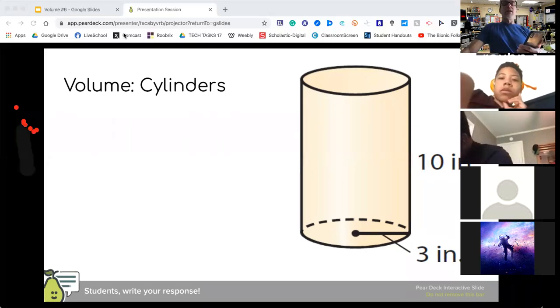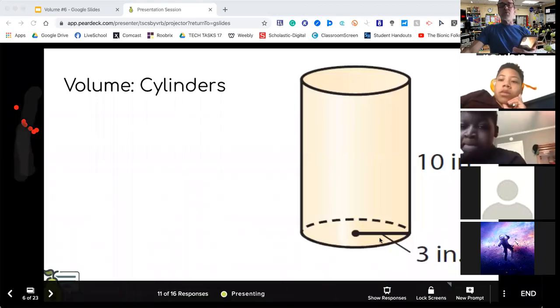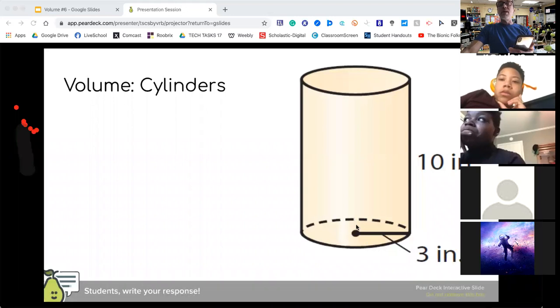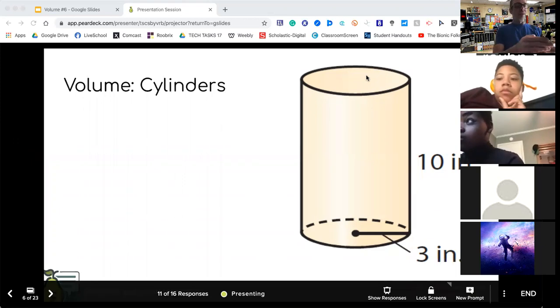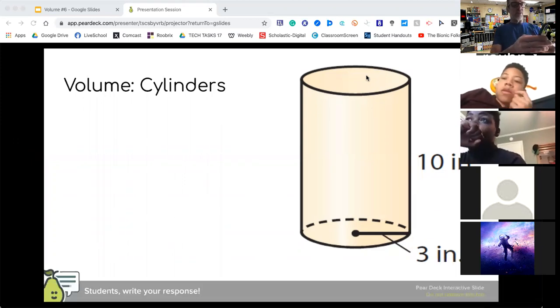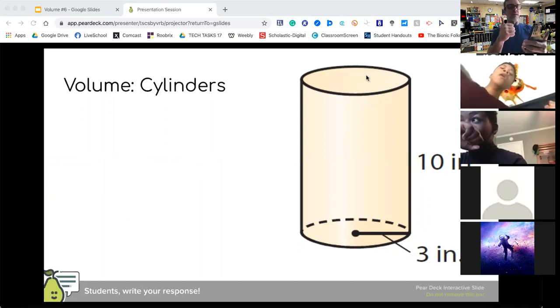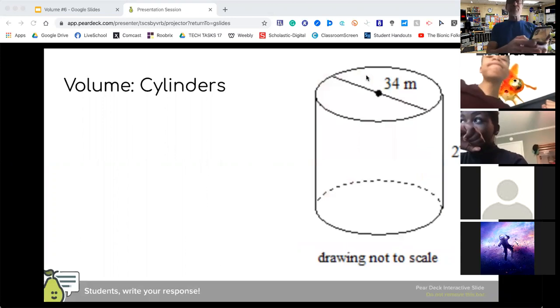Okay. All right. Do you see why it would be, though, Betty? 3 times 3 is 9. Yes. And then that times pi would give me the area of the base times 10. Madeline, do you agree? Yes. All right. So, if you didn't get it, I think everybody else did. And Betty, you see why it's that, right? Yes. Okay. All right, good.